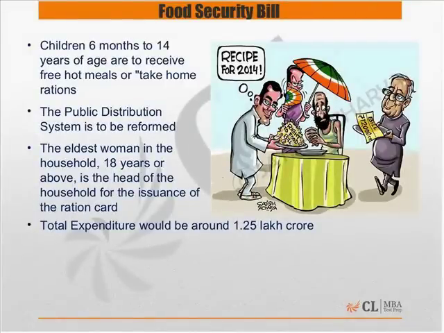These are general glimpses of the socially important topics. Again, you can see here that children from 6 months to 14 years of age are to receive free hot meals or take-home rations. Who is going to implement the food security bill? It will be implemented by the public distribution system.